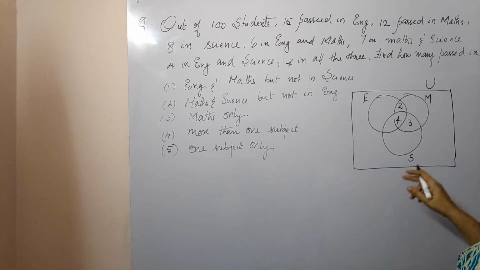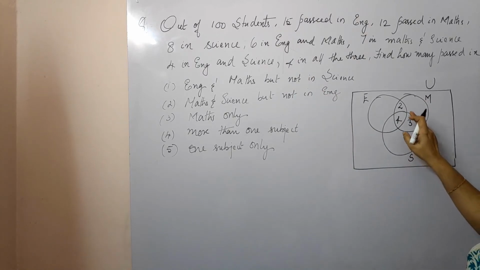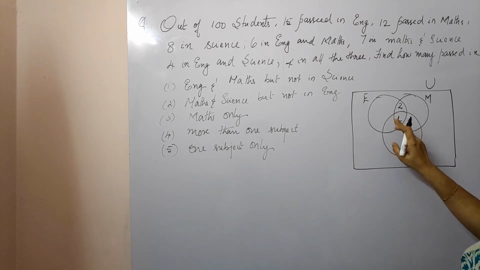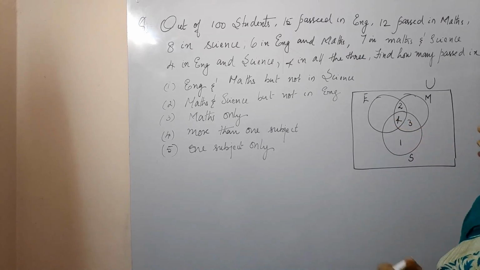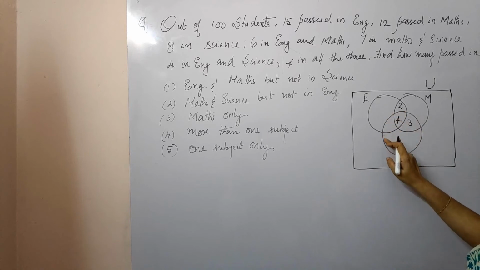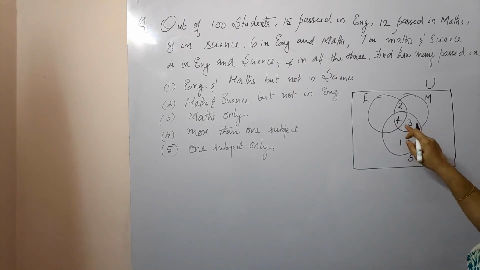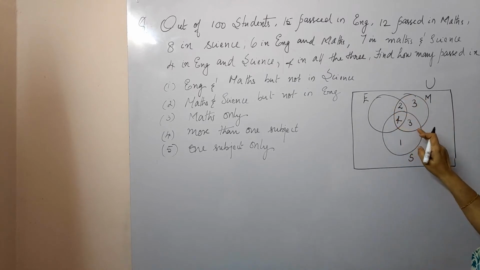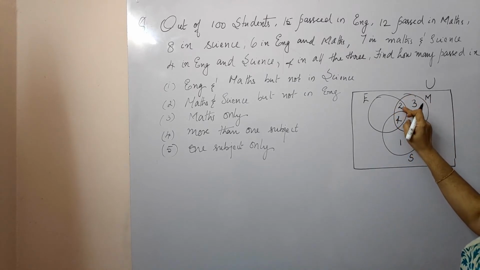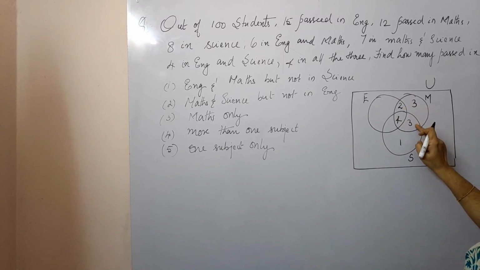8 in Science. This is 4 plus 3, 7. How many are needed here? 4 plus 3, 7, plus 1, 8. So in Science, there are 8 people. Then 12 passed in Maths. Now Maths, you see, this is Maths, right? 4 plus 3, 7. 7 plus 2, 9. 9 plus 3 is 12, right? So if you look into Maths, there are 12 people. So altogether Maths is 12 now.